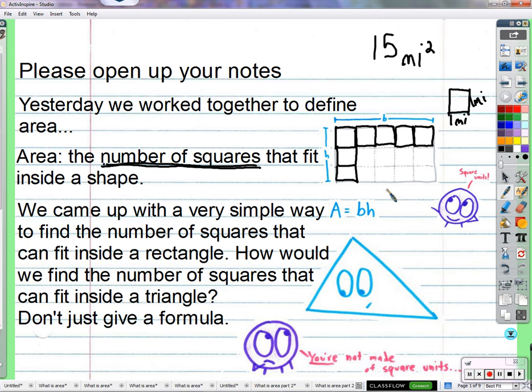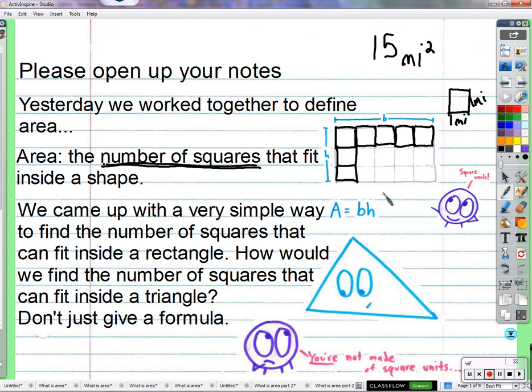No. No, what's the area of this rectangle? 15. Why 15? Because there's 15 squares. Yes, I love that you did not say because 3 times 5. No, because 15 squares fit in this rectangle. Okay? So if you know that 15 squares fit in this rectangle, you're doing great. The thing I'm trying to help you with is to clear up this confusion about square.